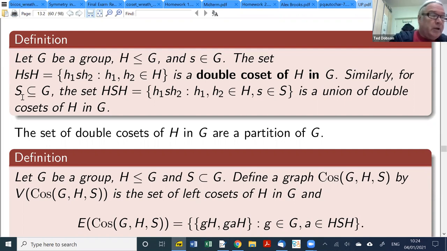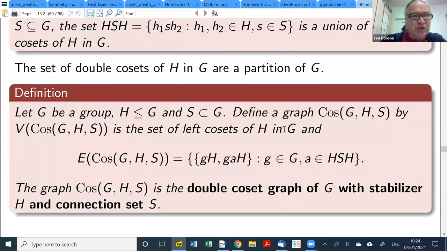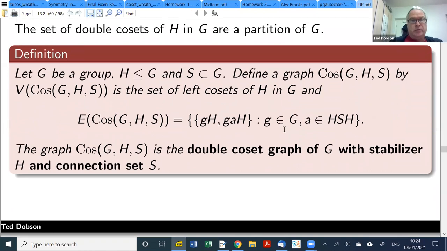Now, if I take, say, a connection set, S, I'll pretty much do the same thing, but I want to let the S vary as well. So if I do it with the big S, it's going to be a union of double cosets of H and G. It's not too hard to show that the set of double cosets are a partition. So I will just leave it there. Now I'm sort of going to define a double coset graph. I'm going to let G be a group, just like above, H a subgroup, just like above, and I'll take a connection set. I want to define a graph Cos(G,H,S). The vertex set is going to be the set of left cosets, and the edge set is going to look like this. Yikes. If you've never seen double coset graphs before, they're sort of, how shall I say, a little bit difficult to get your mind around.